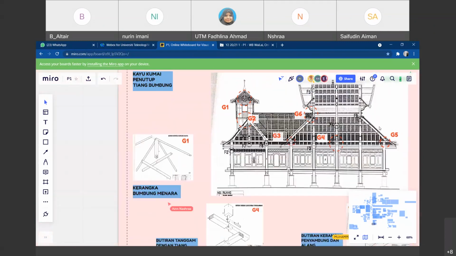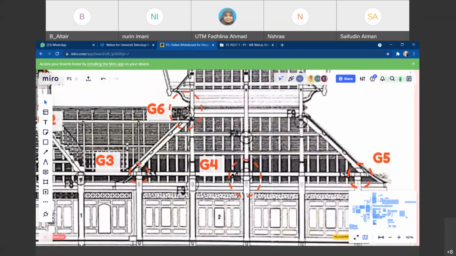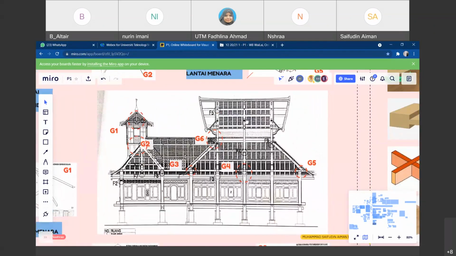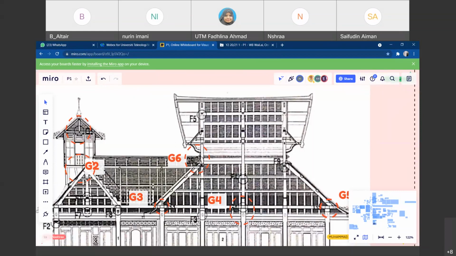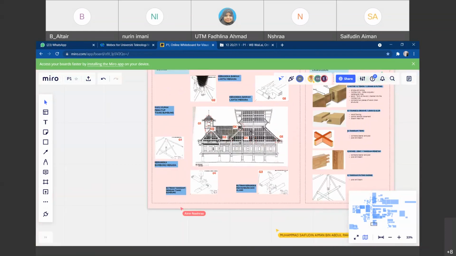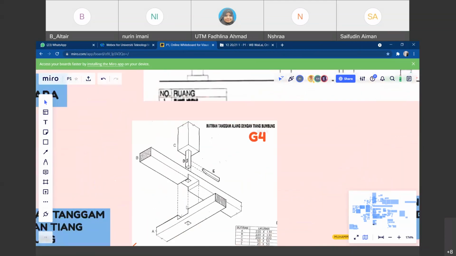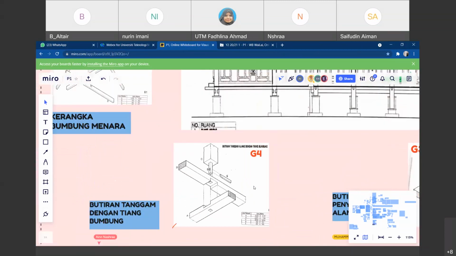Okay, because this one is different from G5 and G3, because this one connects the post with the main king post that supports the roof. So the construction detail is different because there's a bigger part that they need to support there. So they use a type of tanggam also. This one is the main post, and then this one is the two types of beam that merge, that stay on each other.